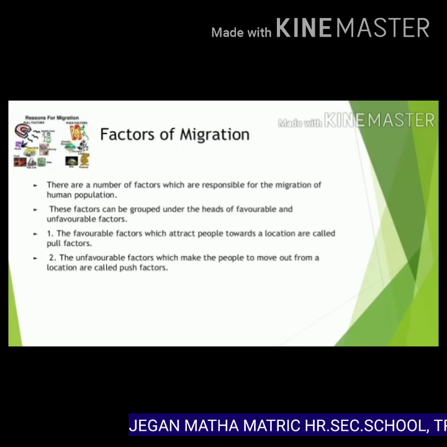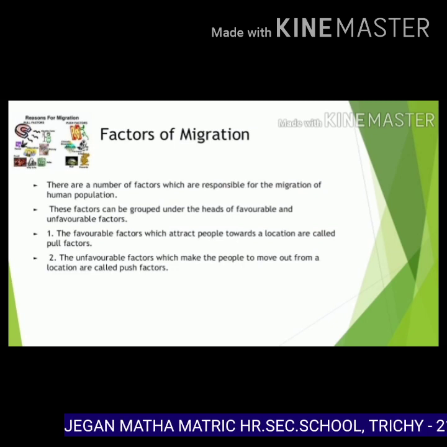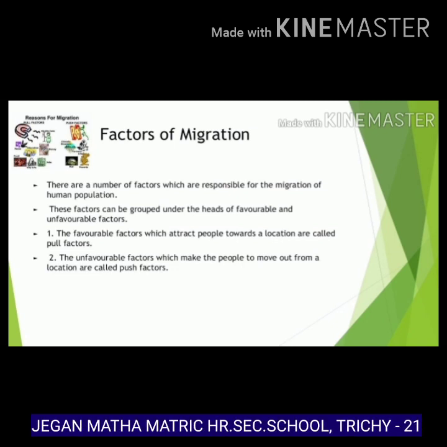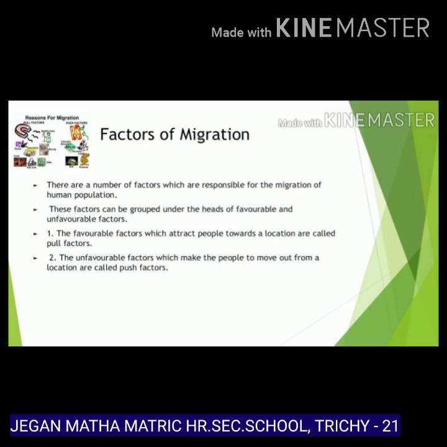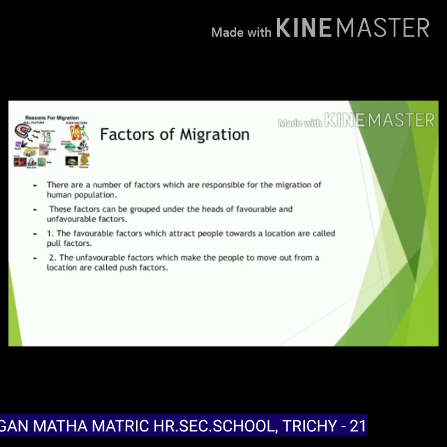Next one is, what are the factors of migration? There are a number of factors which are responsible for the migration of human population. These factors can be grouped under the heads of favorable and unfavorable factors. The favorable factors which attract people towards a location are called pull factors. The unfavorable factors which make people move out from a location are called push factors.